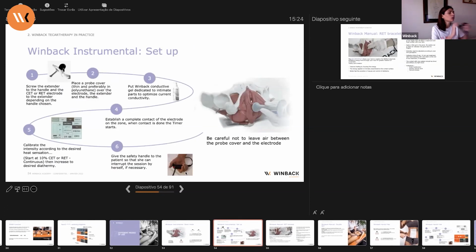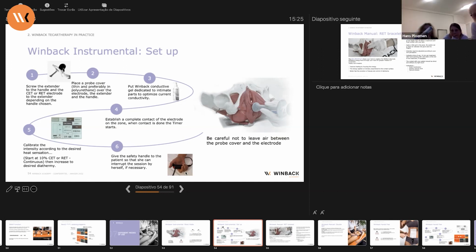We have to ensure that we screwed the extender well to the handle, the set or the red one, depending on the type of the handle. They are different. You have to place the probe cover, the condom, thin and preferably in polyurethane, over the electrode and through the extender and the handle. You have to put it over the handle. It goes all the way back to the handle. You have to stretch it on.